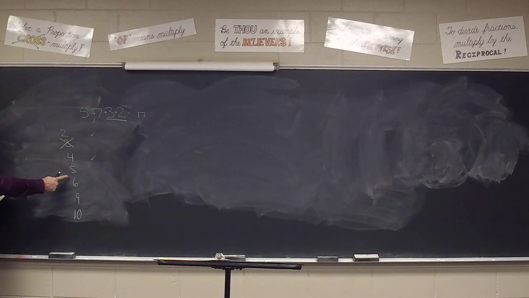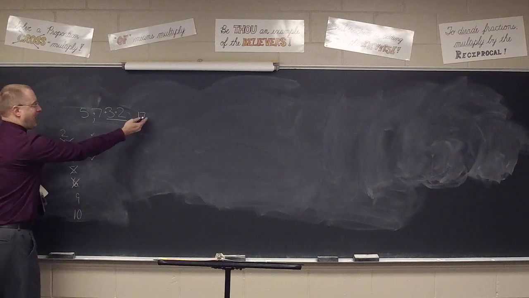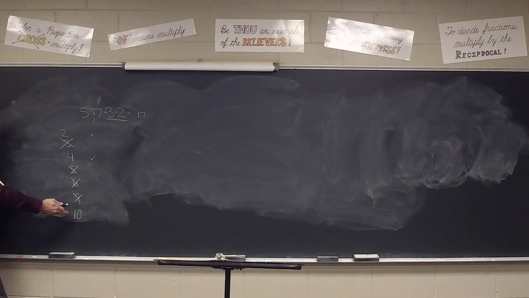5, class? No. It doesn't end in 5 or 0. 6? No, because you ruled out the 3. 2 and 3 both have to work. 9? No. If the 3 doesn't work, the 9 doesn't have a chance. But again, 9 doesn't go into 17. 10? No, it doesn't end in 0. So the only things it's divisible by, as far as the numbers that we're working with, are 2 and 4.